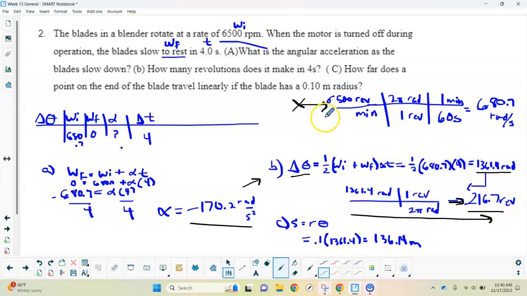For the last one, it says how far does a point on the end of the blade travel linearly if the blade has a radius of 0.1. So we're trying to figure out the linear, like how far it goes around in meters. So that's like the arc length. So that's S. R is the radius and theta is our angular. We don't want to use revolutions because that's not the right unit to get us to what we want. So you've got to go back to the radians value, which is 1,361.4, and then you multiply that by 0.1. So you get 136.14 meters is how far it goes around.